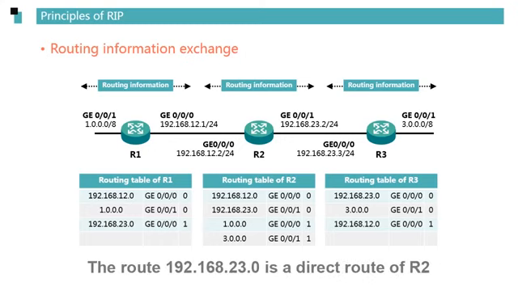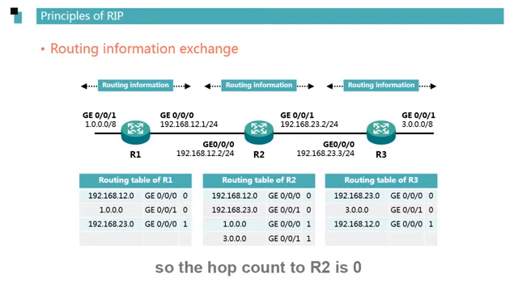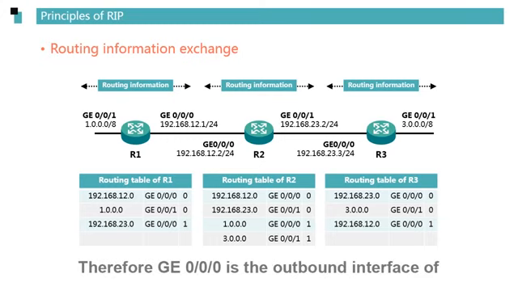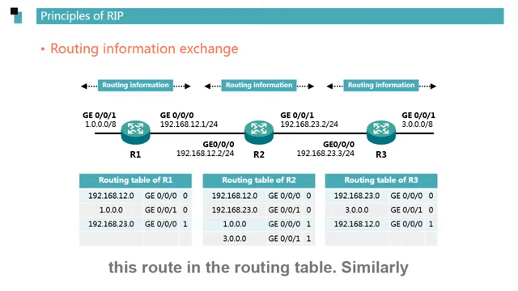The route 192.168.23.0 is a direct route of R2, so the hop count to R2 is 0. After R1 receives this route from R2, the hop count to R1 is 1. In addition, R1 receives the route through GE 0/0/0. Therefore, GE 0/0/0 is the outbound interface of this route in the routing table.